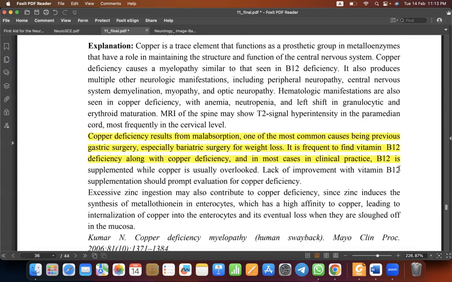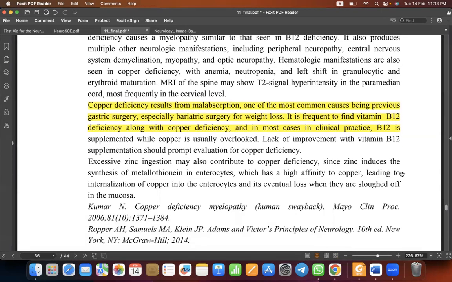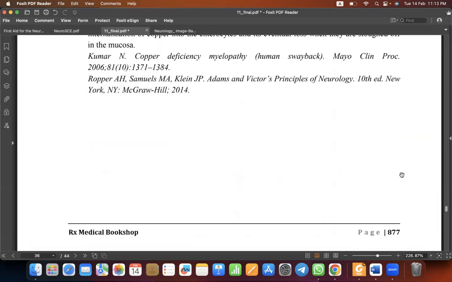As I told earlier, excessive zinc ingestion could contribute to copper deficiency because zinc induces the synthesis of metallothionein in the enterocyte. It has high affinity to copper, so it will internalize the copper. They will then be shed or sloughed out, causing a copper deficiency.